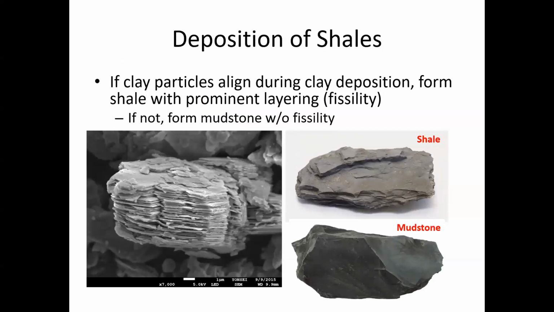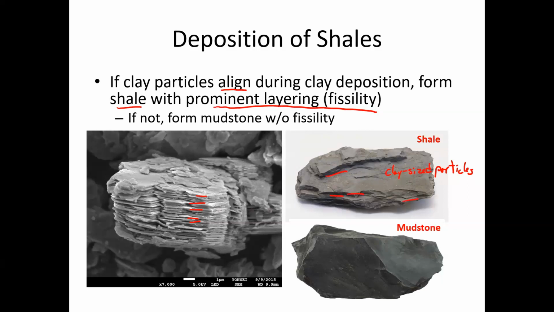Now shales being deposited. If clay particles settle out and are able to align themselves in these flat layers, all pointing in the same direction, they will form a shale. And we call it a shale because it is a rock mostly made up of clay-sized particles. And the other important part of the definition of shale is that it has prominent layering, or this fissility. It breaks into these chips very easily that you can see here.